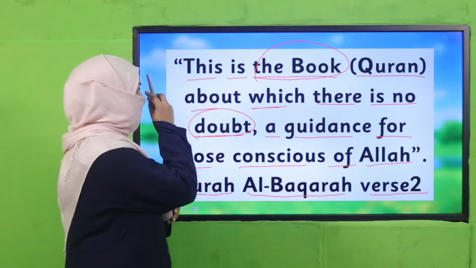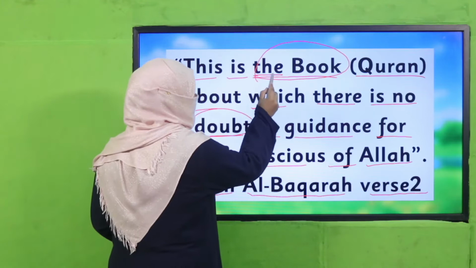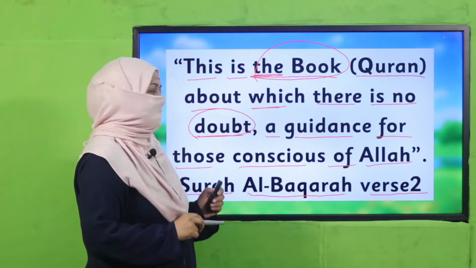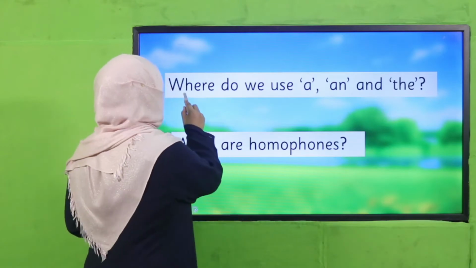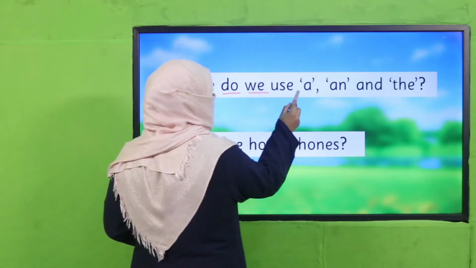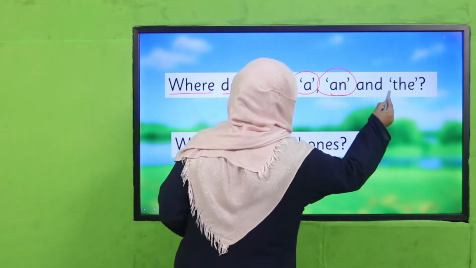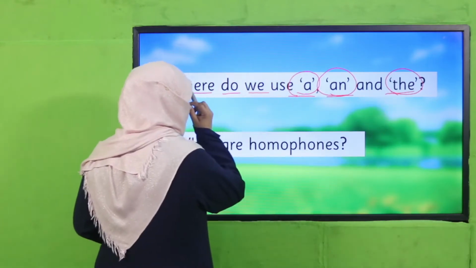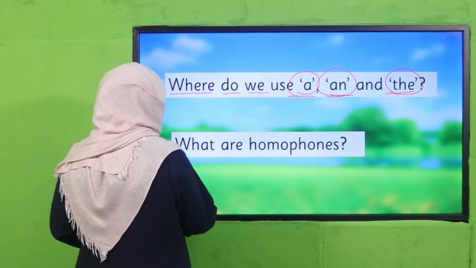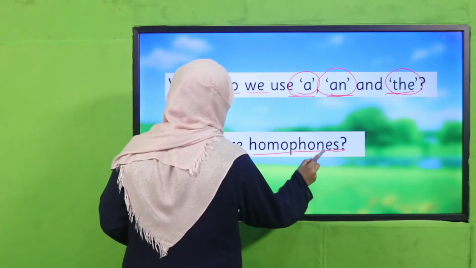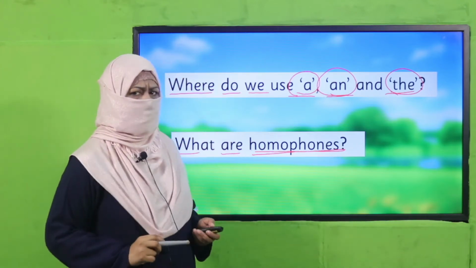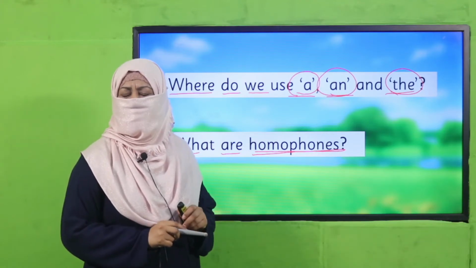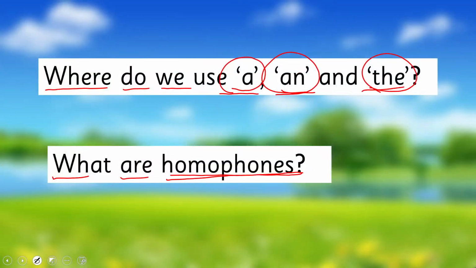And beta, one thing more, I want you to look at the word "the". We know it's an article. So tell me, where do we use a, an, and the? We know about these articles and we have learned the uses. So tell me where to use them and what are homophones. You have studied in grade 3 what homophones are. So what do you remember? Pause the video, answer these two questions to your teacher and then come back.